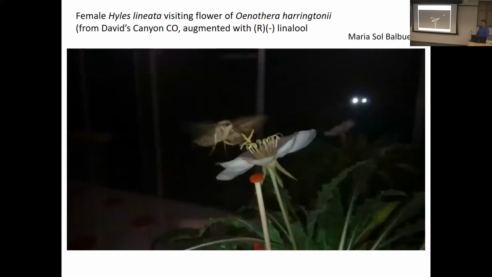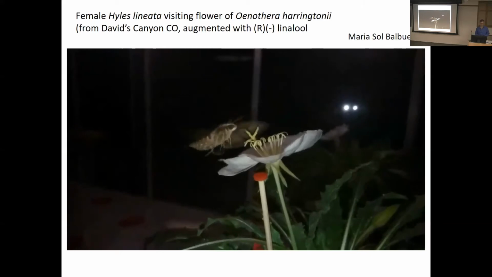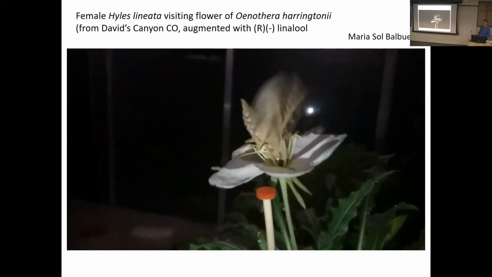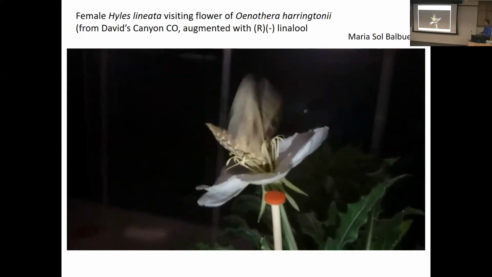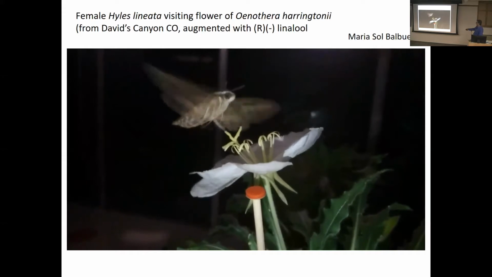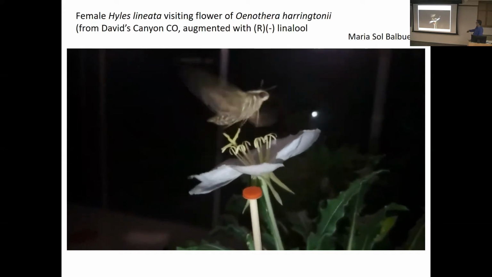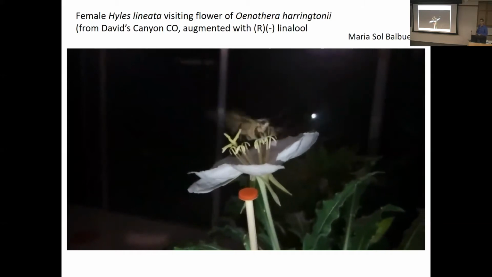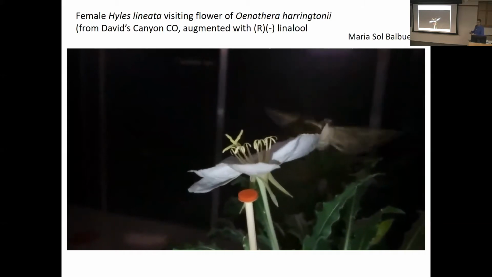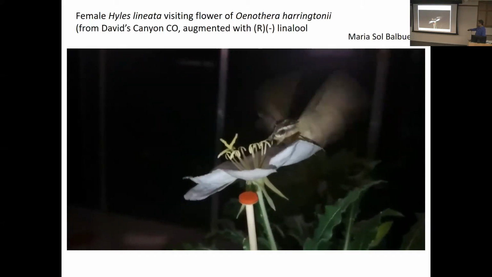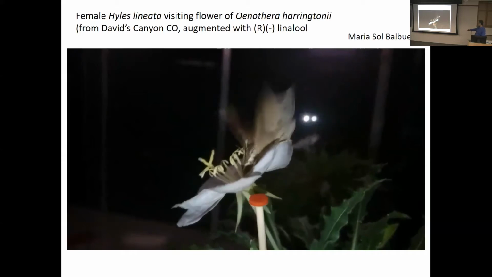So here, I want to show you a great video that Sol Balbuena collected just a few days ago of how Hyles handled flowers. This is a first visit. This moth has never seen this flower before. Okay, and so you can see the amazing contact that it made with the stigma and with the anthers, pulled off a lot of pollen on its legs. We see this in the field all the time. This was actually done in a wind tunnel.